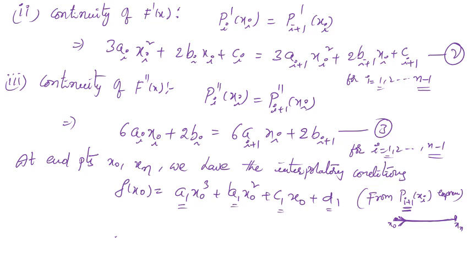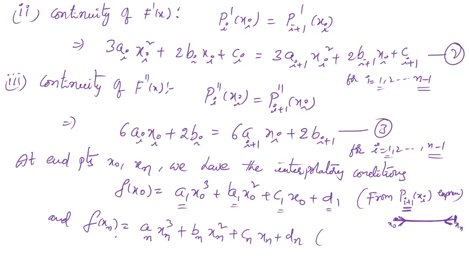And the next one, what is the last one? F of xn. For this I have to consider what? Moving towards this side, not beyond xn. So on this side I have to consider what polynomial? I will write this as an xn cube plus bn xn square plus cn xn plus dn. This is from what polynomial? The Pi of x expression.